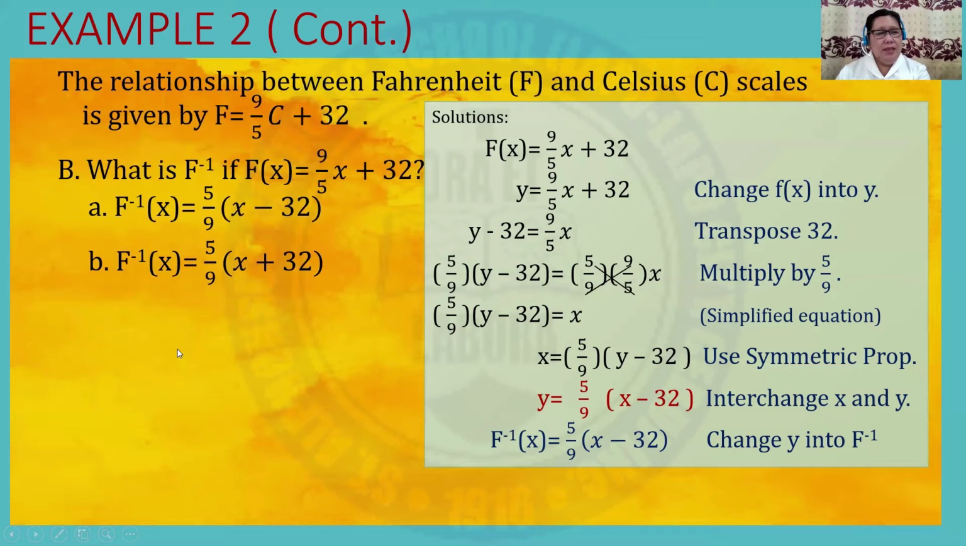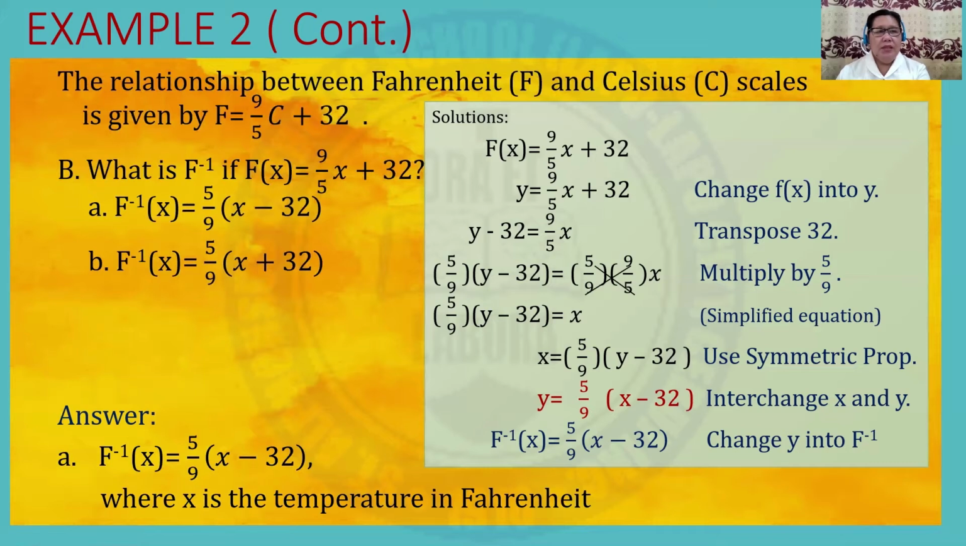So what is your choice? It is letter A. So letter A is F to the -1 of X is equal to 5/9 times the quantity X minus 32, where X is the temperature in Fahrenheit. And this formula is the same as the formula for the Celsius. The inverse of Fahrenheit is Celsius. So we can write C is equal to 5/9 times the quantity F minus 32.